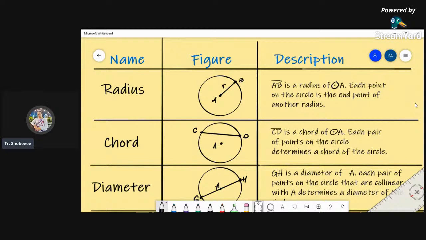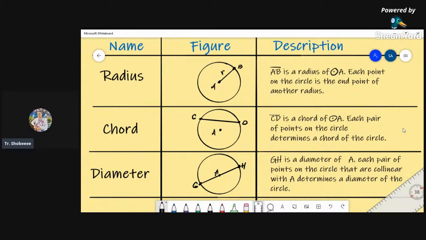Next, we have the chord. For chord, unlike radius, radius is just a distance from the center of the circle to any point of the circle. For chord, for example, in this circle A right here, we have chord CD. Line CD is a chord of circle A. Why? By definition, a chord is a line drawn inside the circle. Each pair of points in the circle determines a chord. So for example, we have another point X here and another point Y in here, and it forms a line segment inside the circle. XY is a chord, or line XY is a chord.